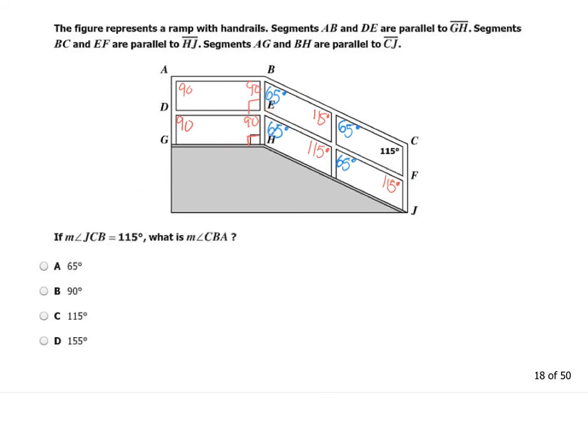So now let me read the question. It says, what's the measure of C to B to A? So the concentration is on B. So if I leave C and go to B and then go to A, then I'm talking about this very obtuse angle here, which is made up of 90 plus 65.